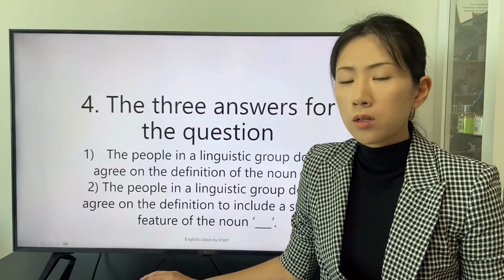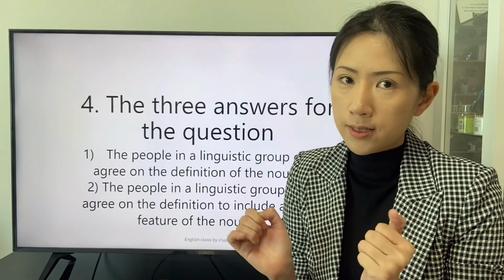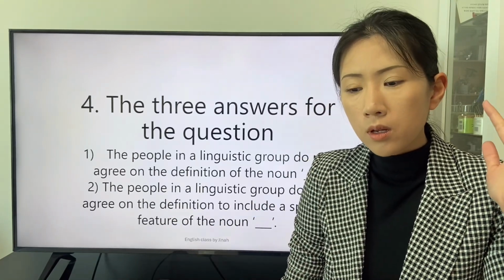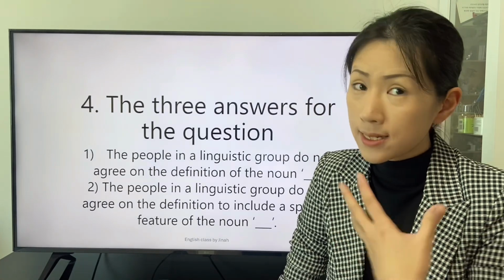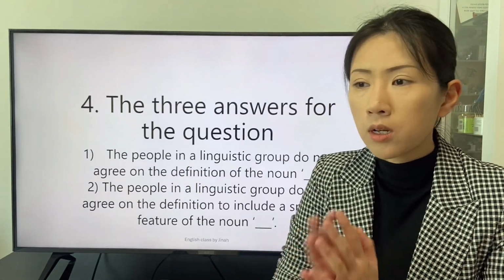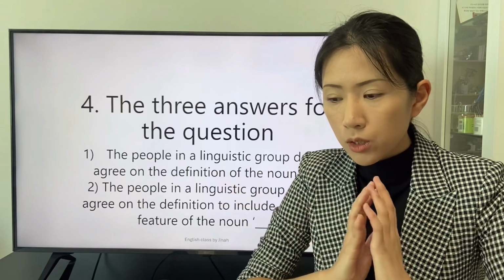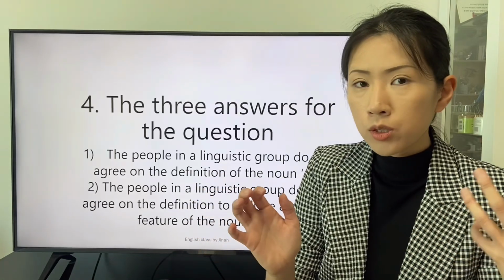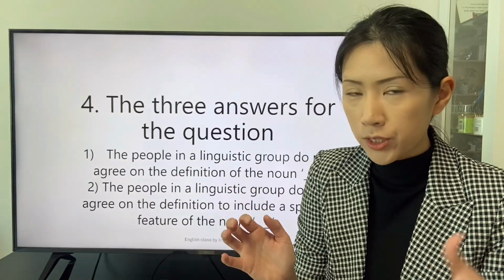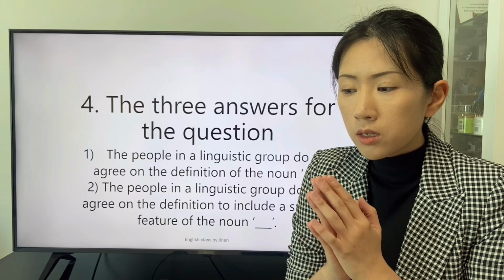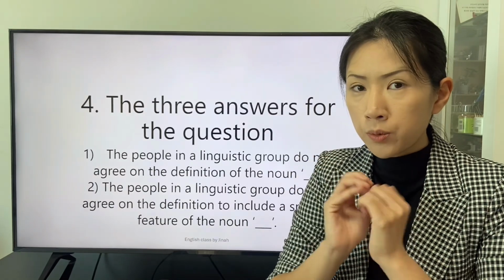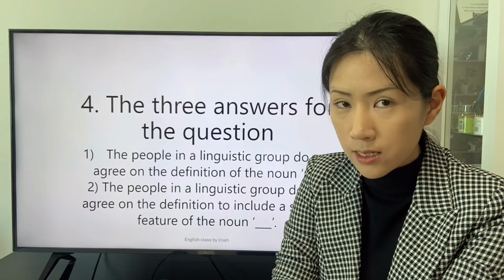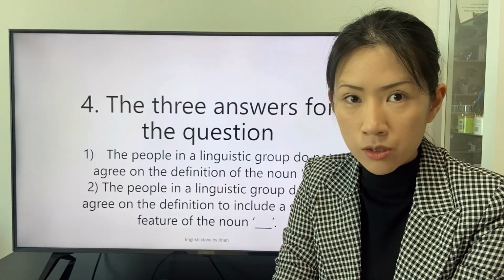First, there is an object. The people in the linguistic group answer to the question, what is this? What is this object? The first case to answer with the first question is that the people in the linguistic group answer with the question what this object is in their own answers.